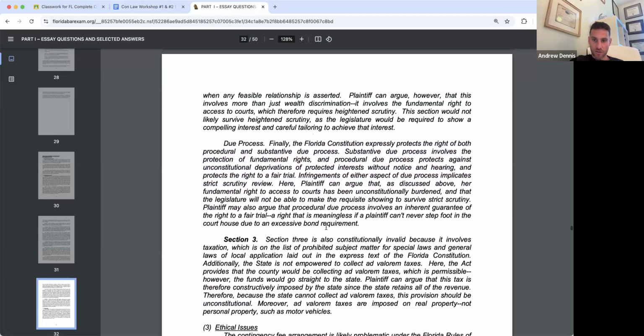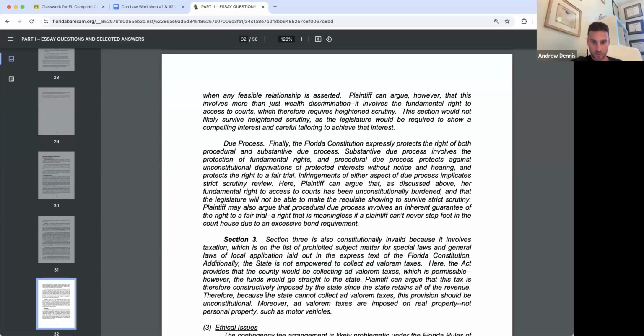So Section 3 is also constitutionally invalid because it involves taxation, which is prohibited. The state is not empowered to collect ad valorem taxes. Did you all know that? That only counties can collect taxes. Like, my property taxes, I have to pay to Dade County. So the state is not empowered to collect ad valorem taxes. Right. And ad valorem taxes are imposed on real property, not personal property such as motor vehicles.